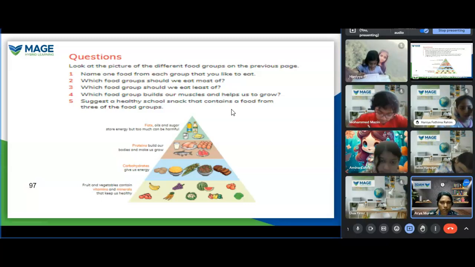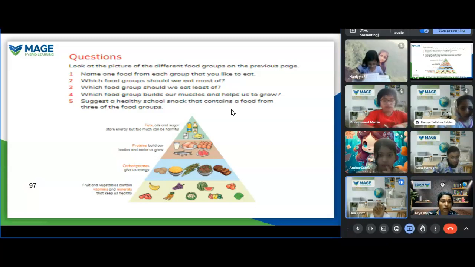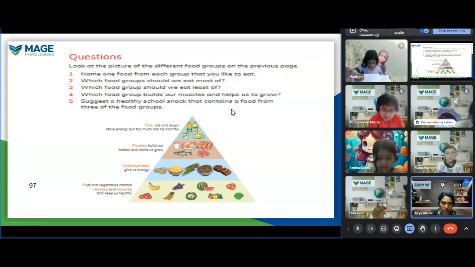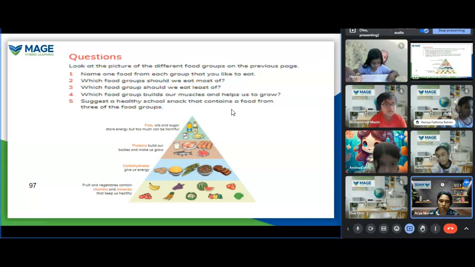The second question is what you like to eat more. Which food group you like to eat more? Next is what you don't like to eat. That's the third question.